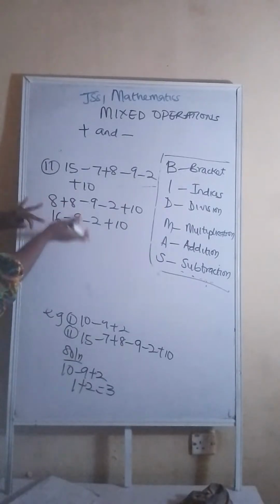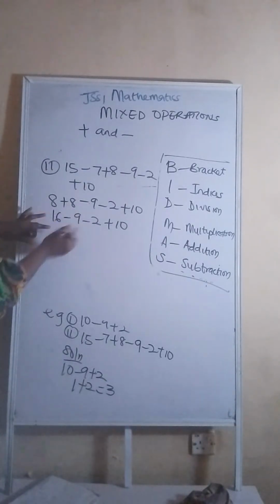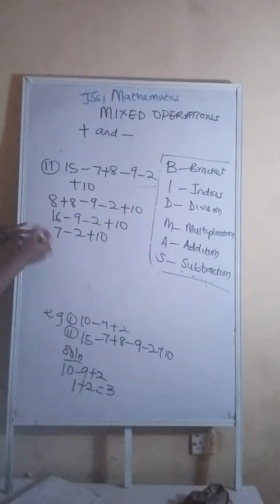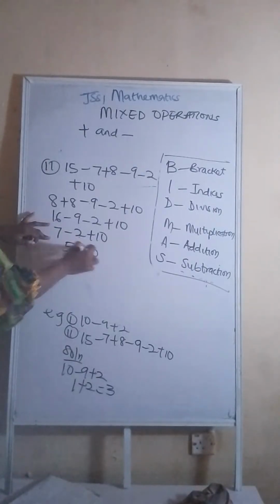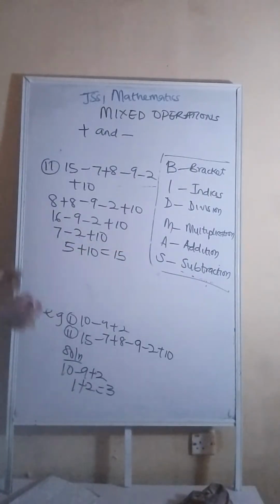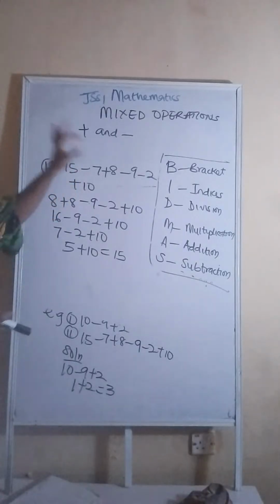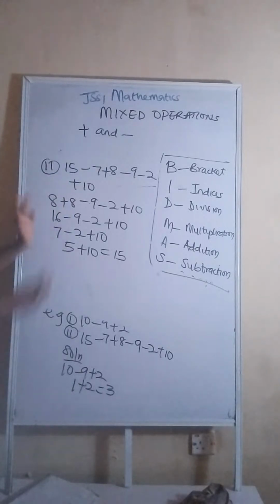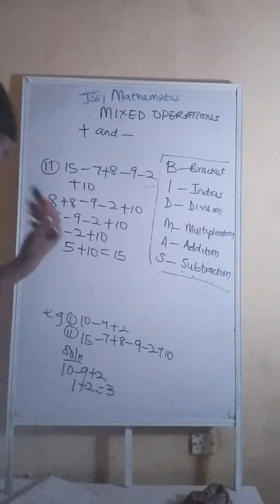Taking one step at a time. 16 minus 9 is 7. 7 minus 2 plus 10. We're almost done with that. 7 minus 2 is 5. Good. 5 plus 10. So now we are left with 5 plus 10, which is 15. So this is our final answer. Even if you use your calculator, you will get this. So that is how to solve a question like this involving subtraction and addition. You start from the left to the right. You observe I start from the left, then I move to the right. So that's how to solve this question.